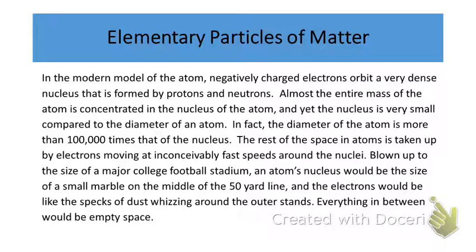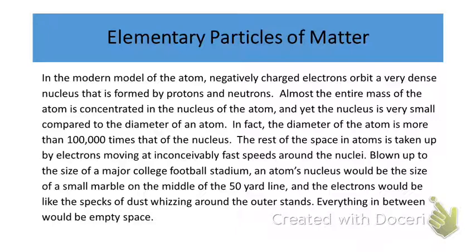In the modern model of the atom, we have negatively charged electrons orbit a very dense nucleus that is formed by protons and neutrons. Almost the entire mass of the atom is concentrated in the nucleus of the atom. That's really important to understand. And yet the nucleus is so very small compared to the diameter of the overall atom. In fact, the diameter of the atom is more than 100,000 times that of the nucleus.